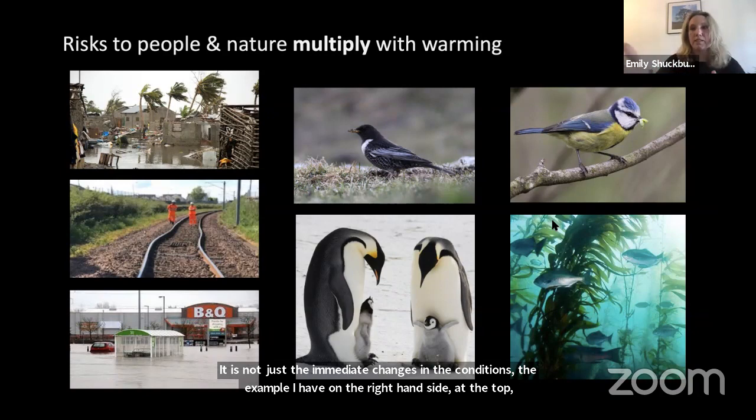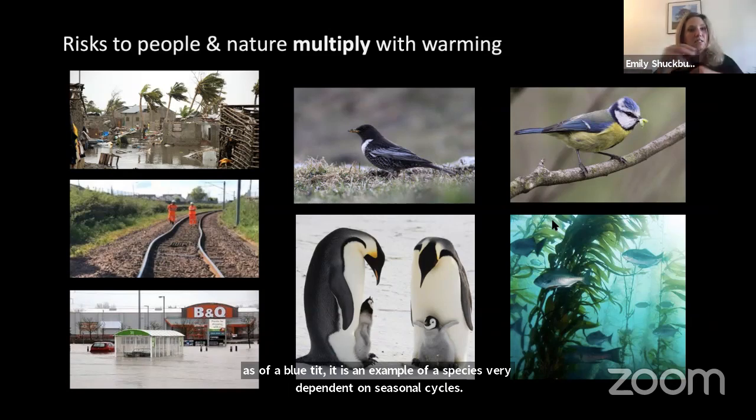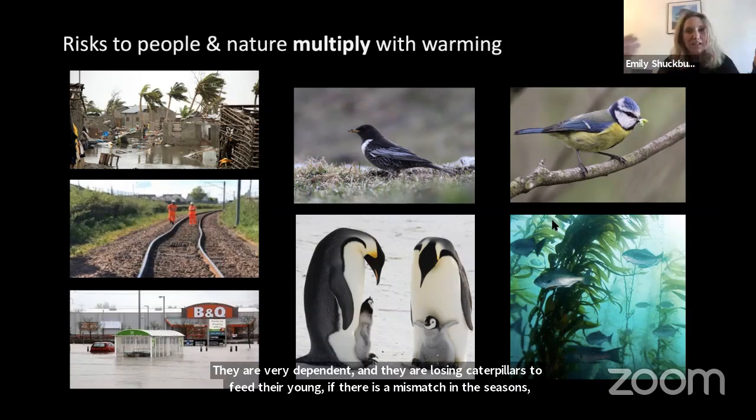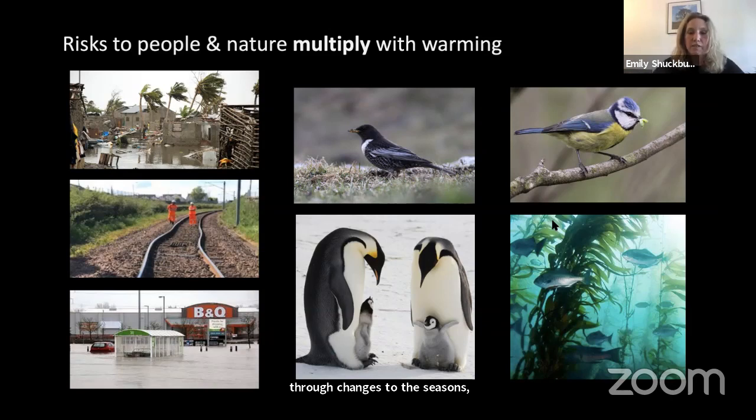They are very dependent, as is shown in this photograph here, on using caterpillars to feed their young. If there starts to be a mismatch in the seasons, through changes to the seasons between when the caterpillars emerge and when their eggs are hatching, then they can suffer very severe impacts. And the bottom example is of a very rich part of the marine ecosystem, kelp forests.